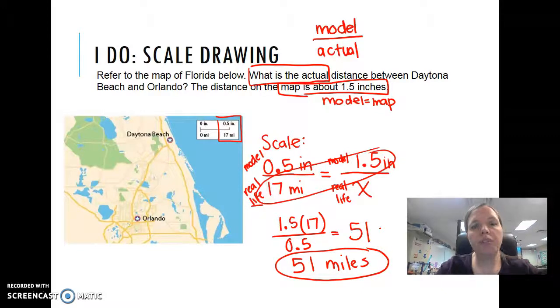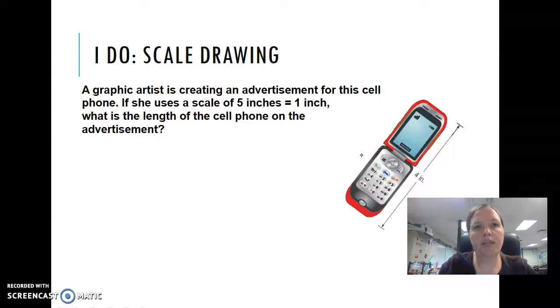When we're doing these problems, you're going to do two things. You're going to look for the scale, and that's going to be the beginning piece. And then you're going to say, okay, what do I know? So let's do this second one together. Again, this is an I do, so you're going to follow along.